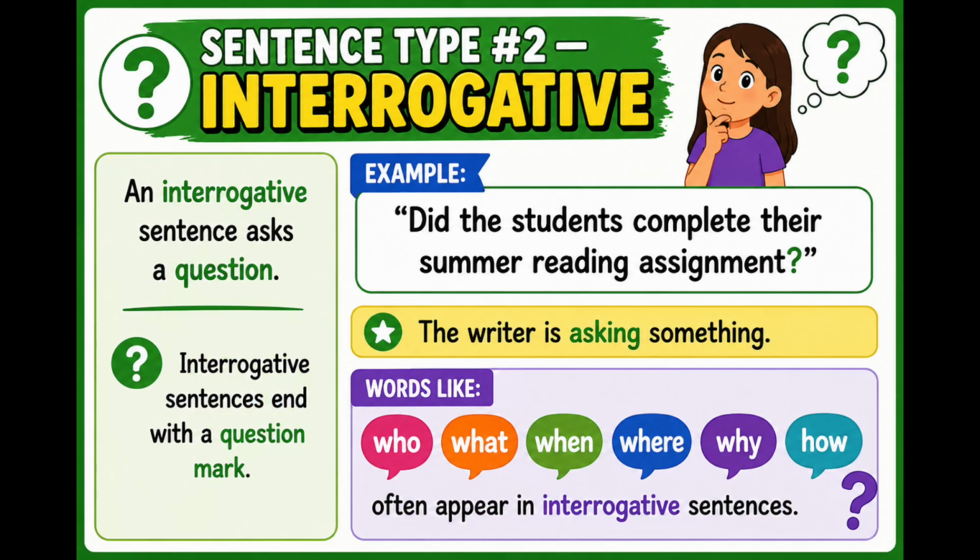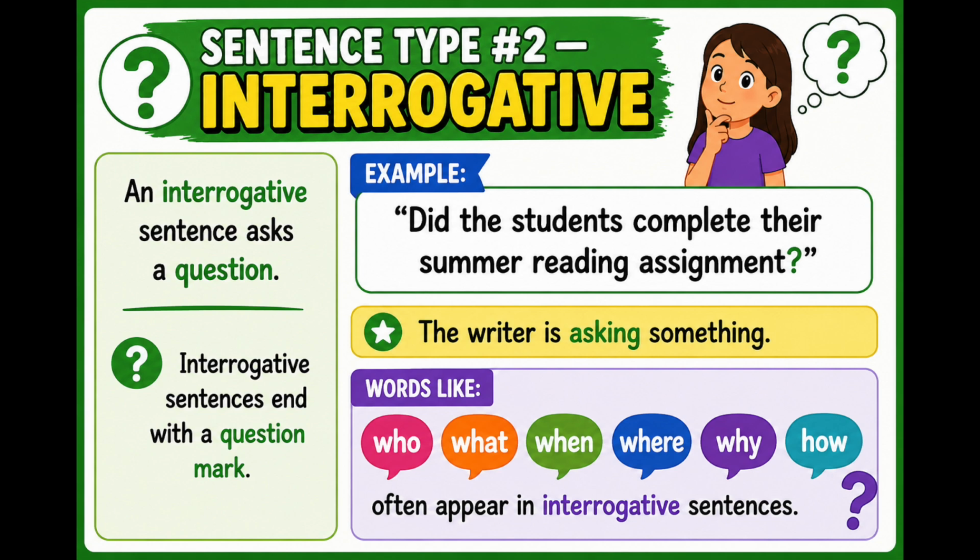The second sentence type is interrogative. An interrogative sentence asks a question. Interrogative sentences end with a question mark, and to help you remember, when the police interrogate someone, they're asking questions. That's how we'll remember that it ends with a question mark.